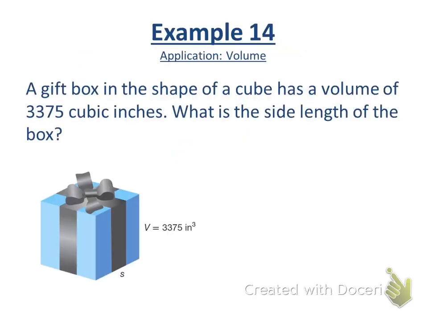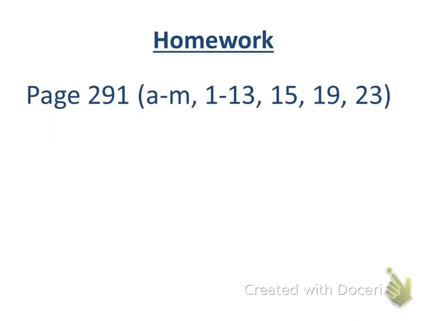All right? Okay, so the shape of a box has a volume of 3375 cubic inches. What is the side length of the box? How would you do that? You would take the cube root of 3375, which I don't want to do. That's probably going to end in 5, wouldn't you think? Maybe 15, maybe 25. I'll leave that one up to you. Write this down. All right.